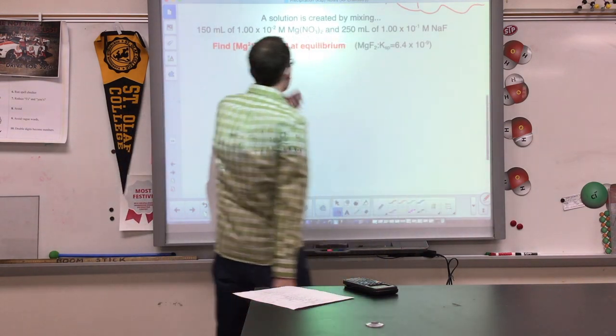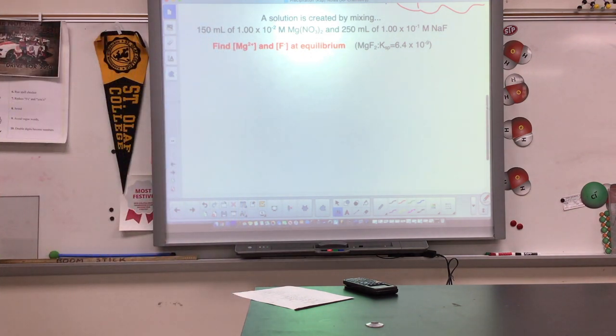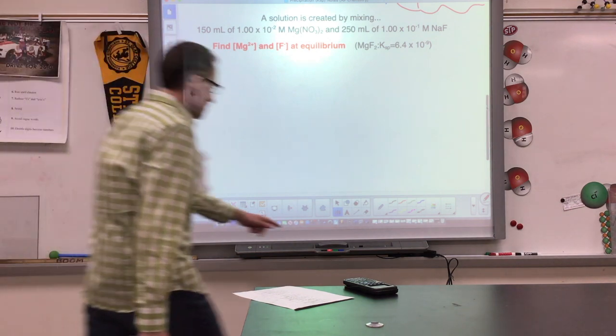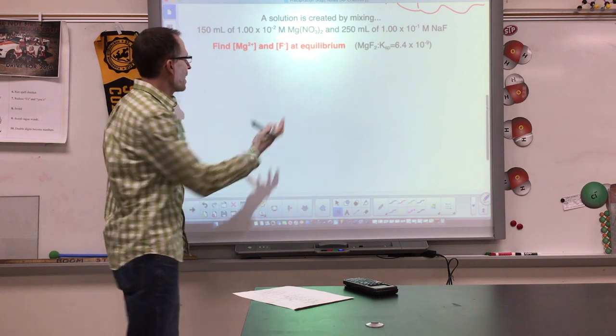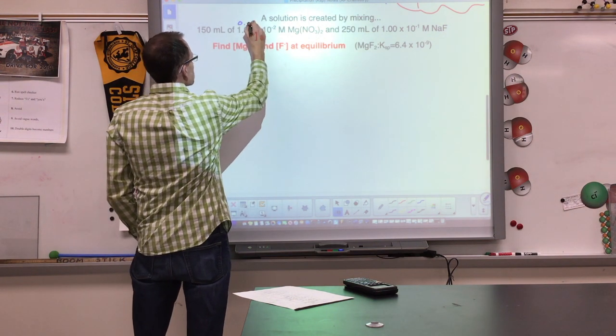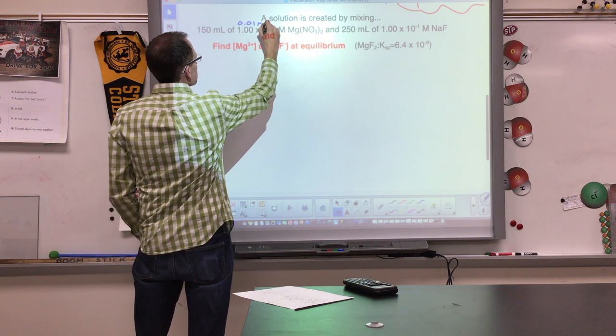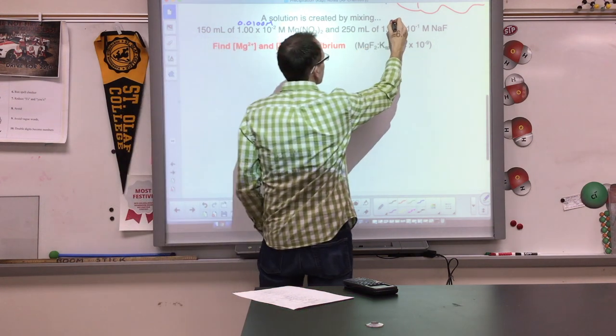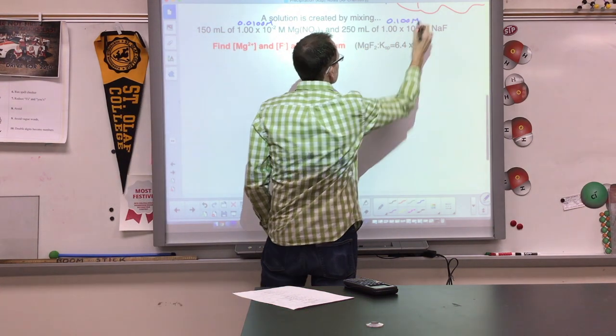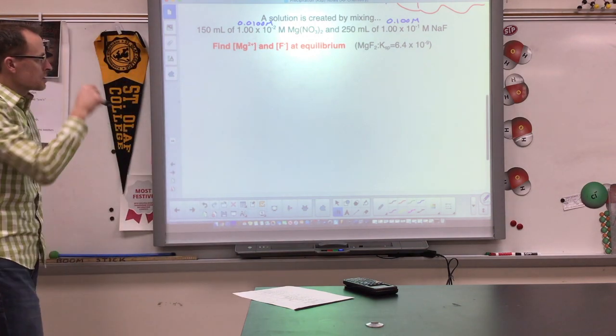All right, so a solution is created by mixing 150 milliliters of a magnesium nitrate solution and 250 milliliters of a sodium fluoride solution. And I know, be mindful, sometimes numbers are given to you in an odd way. I think it's just for sig fig purposes. So we can obviously move these over, just so you know. Let's hold on to those zeros. So that could be that, right? So why don't we use those numbers instead? It'll just make it easier.